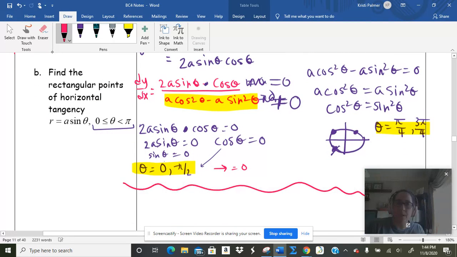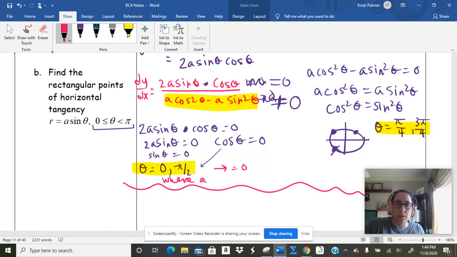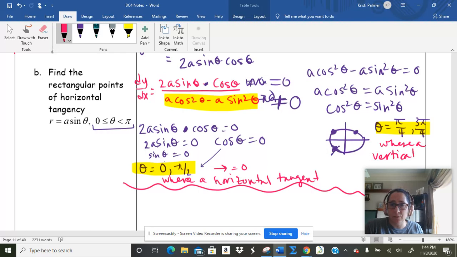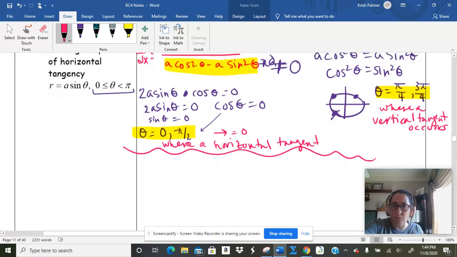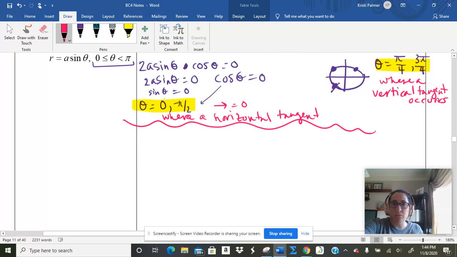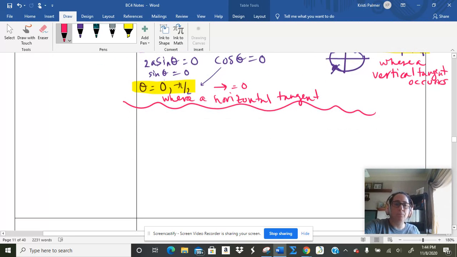Okay, so these are where a horizontal tangent occurs. And we basically found these are where a vertical tangent occurs. And they do not share anything, so that is good. If they shared something, then it would be at rest. It wouldn't be a horizontal or a vertical.